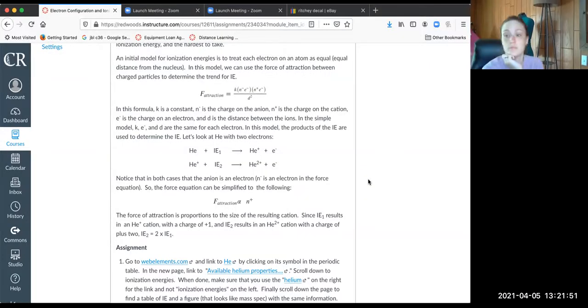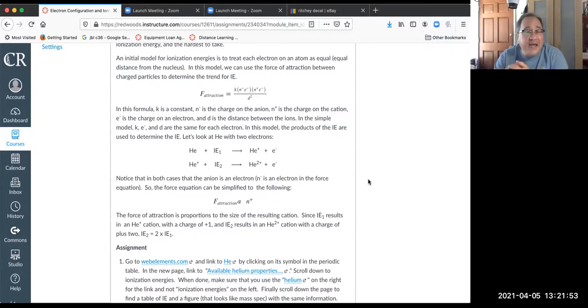So here you can see that the force of attraction is equal to K n minus E n plus E over D squared. That's all multiplied together. K is some constant. E is a constant. It's the charge on an electron. N plus is the charge of the cation, and N minus is the charge on the anion. So it could be like a -1, -2, -3 for the anion. It could be a +1, +2, +3 for the cation. And D is the distance between the charges.